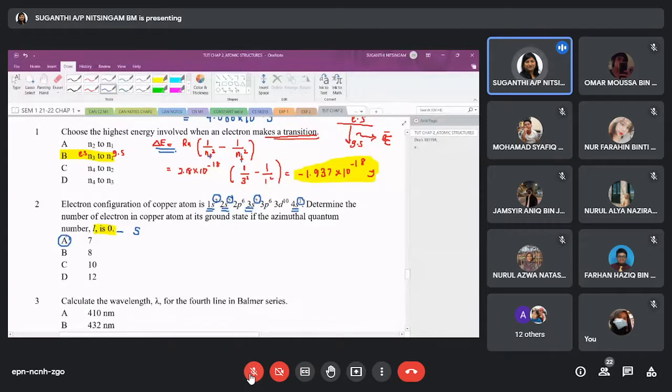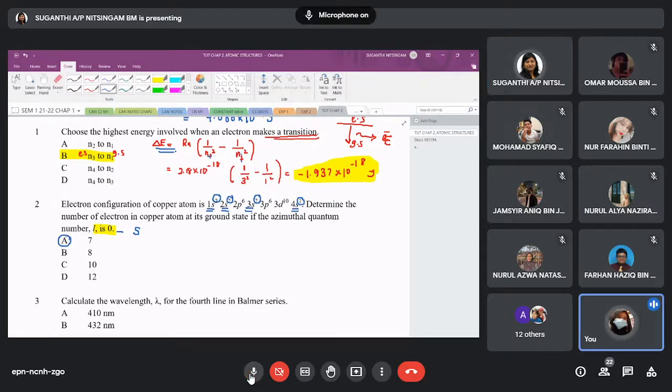Kalau dia sebut L equals to 1, then you look at the P. Kalau dia kata L equals to 2, then you look at the D. Boleh faham? Okay, very good.